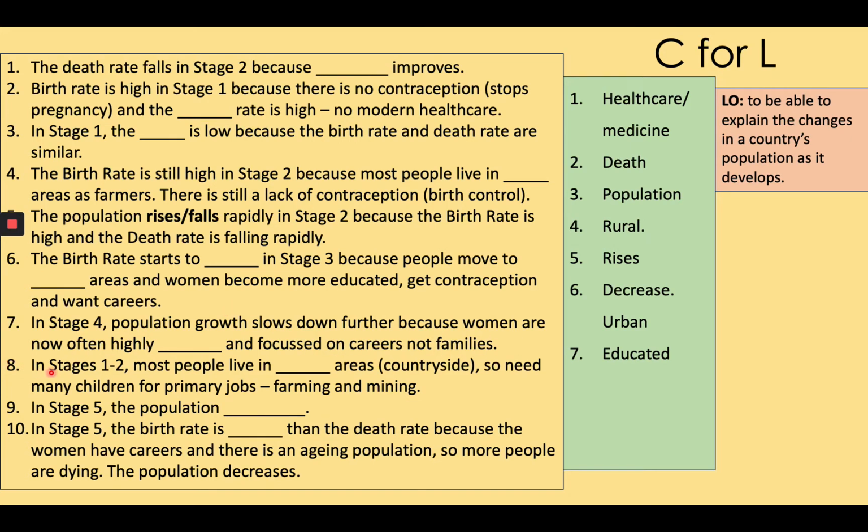Number 8, in stages 1 and 2, most people live in rural areas, so they need many children for primary jobs, for example, in farming and mining. I've been repetitive about this because that builds your memory.